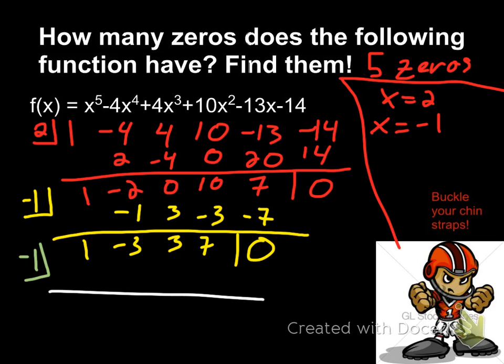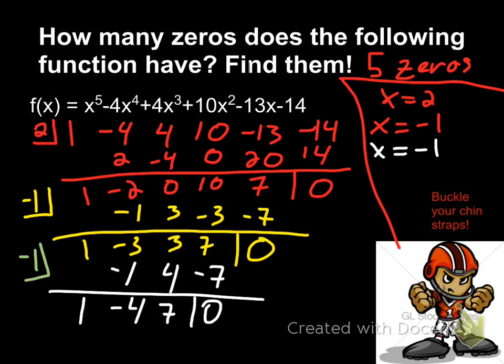Draw the line. Bring down the 1. -1, -4, 4, 7, -7, 0. Beautiful. Now, I better be careful. Let me keep my list of zeros going over here. I've got x equals -1 is another zero, right? It's a repeating zero. Now, I'm thinking that I'm going to have 2 more.